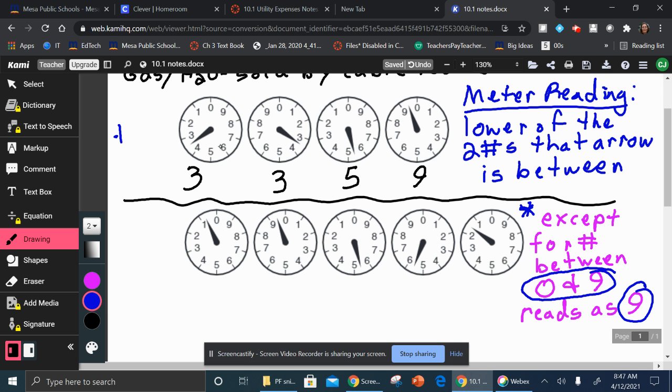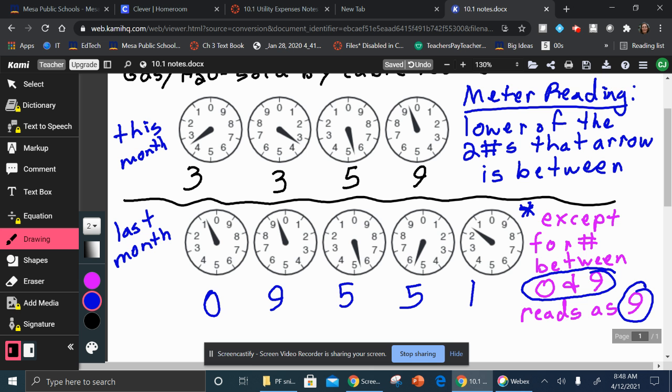Okay, so that was this month's electric usage reading, and then this would be last month's. So last month, remember we read the lower of the number, so we'd read that one as between 0 and 1, so we read it 0. Remember that's the exception, so 9, 5, 5, and 1.